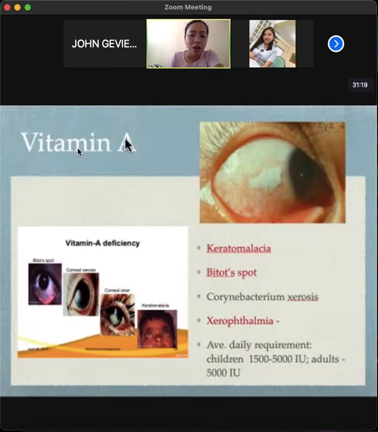And xerophthalmia, or dry eyes, is also due to keratinization of your conjunctival and corneal surfaces. For treatment, you increase nutrition; the average daily requirement for children would be 1,000 to 5,000 units, and for adults 5,000. You should also check for any causes of possible vitamin A malabsorption from the GIT.